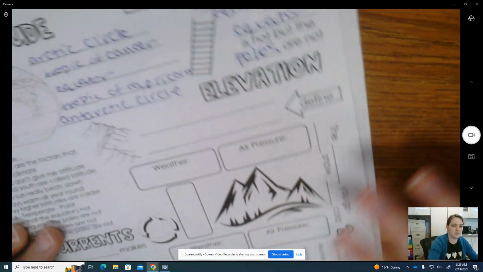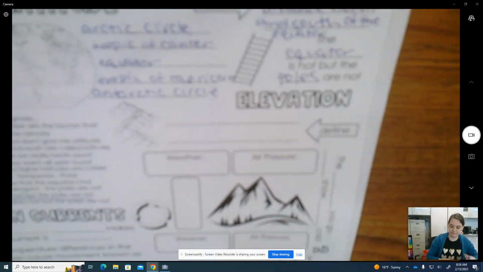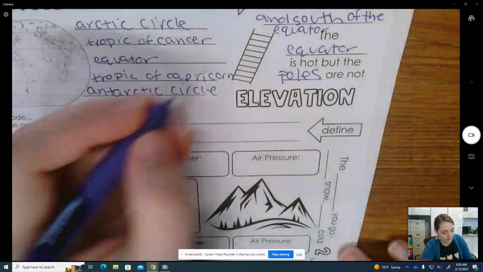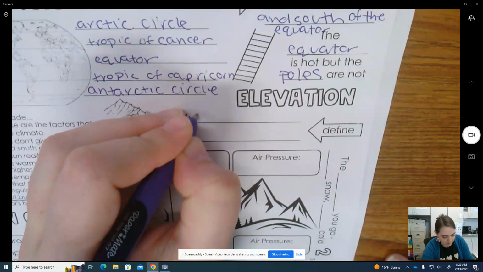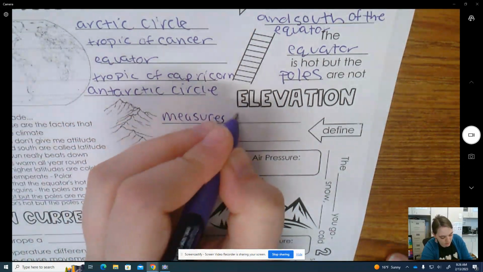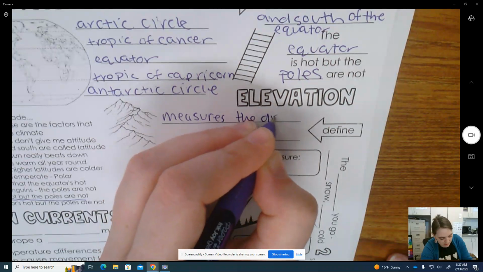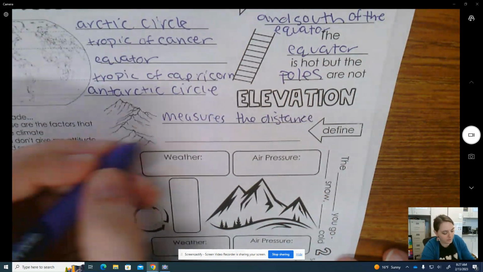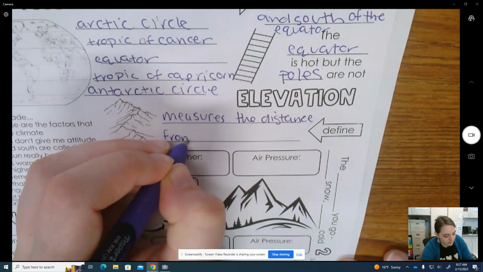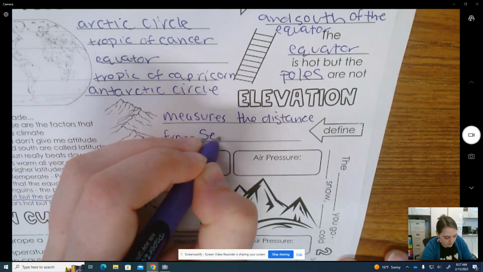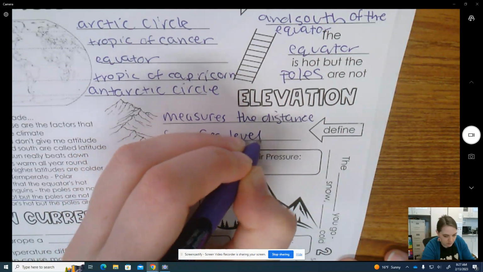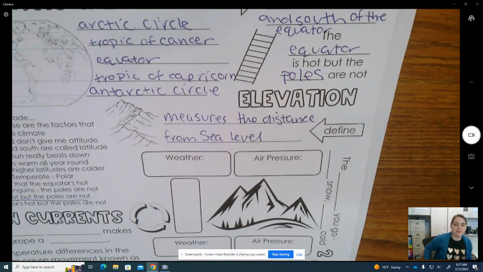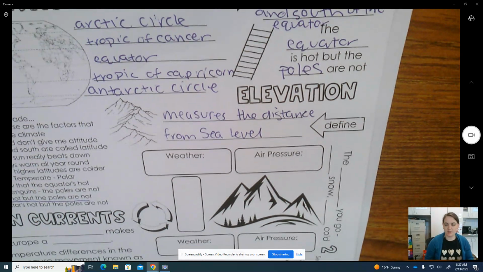So we go back to where it says elevation. Elevation measures the distance from sea level. So like how high up you are in the mountains, for example.